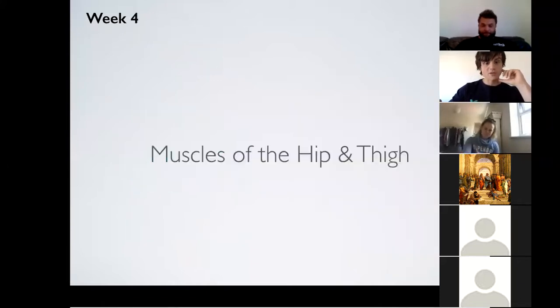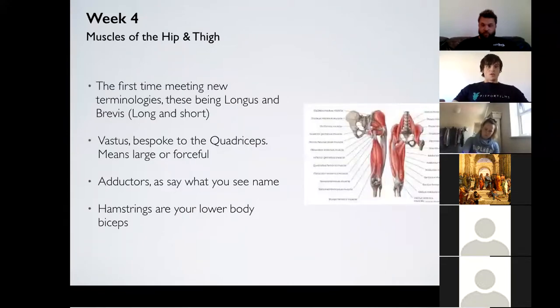Okay, so muscles of the hip and thigh. First time meeting a couple of new terminologies. These are the longus and the brevis, which just means long and short. Brevis, if you want to make a kind of understanding of it, think abbreviate. Brevis is Latin for short or smaller. Longus is pretty straightforward. It's already there in the word. So we've got longus and brevis. These are a couple of new terminologies which are going to be bespoke to the adductor.